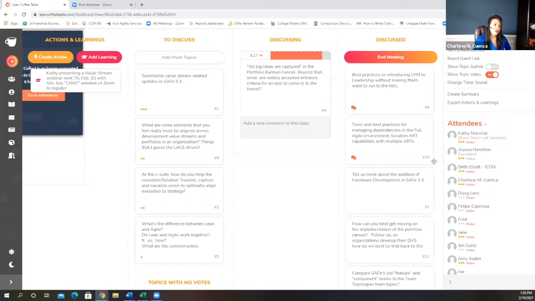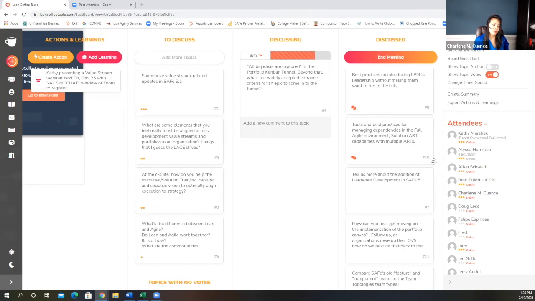So as far as widely accepted entrance criteria for an epic to come into the funnel, I think the framework provides clear guidance on how things come in there. Some of the anti-patterns or challenges that I've seen in the early days of implementing lean portfolio management, and specifically the portfolio Kanban, are that we try to overanalyze and bake too much into the epic when we're just trying to introduce it into the funnel. So it's important to understand that there is no WIP limit in the funnel. We do want to allow all ideas to come in there.